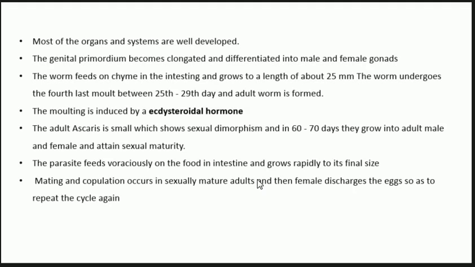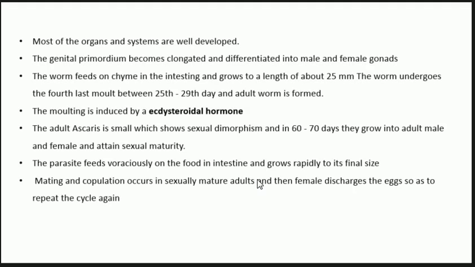The worm feeds on semi-digested food, grows to a length of about 25 mm and undergoes the fourth and last molt between the 25th to 29th day, and the adult worm is formed. Now the adult Ascaris shows sexual dimorphism, as I have told you that male and female are differentiated or separate, and in 60 to 70 days they grow into the adult male and female and attain sexual maturity.